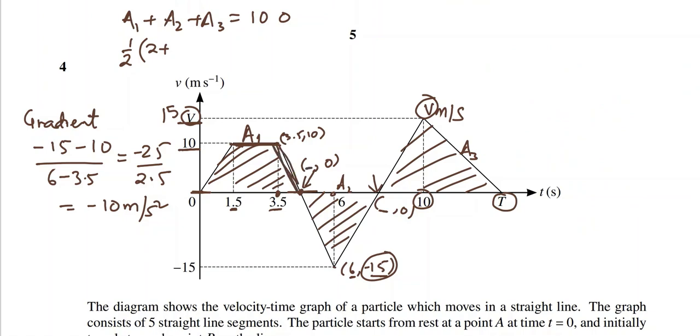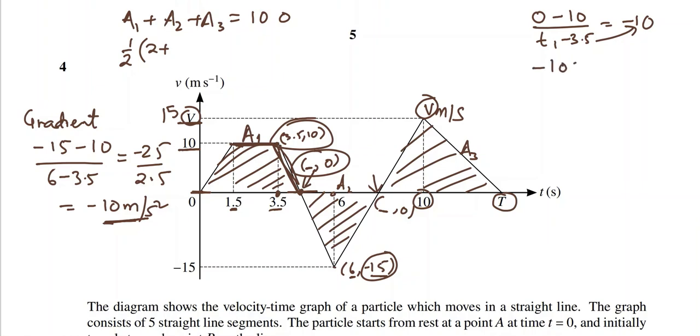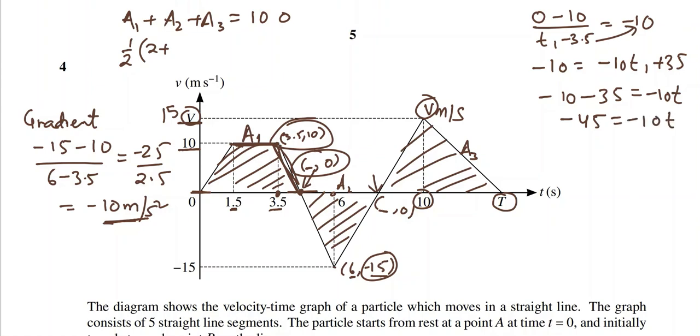Now, how can I find this coordinate? We know the gradient of this part is minus 10 meter per second square. So the gradient of these two points will be minus 10. So let's do it. 0 minus 10 over something, let's say t1, minus 3.5 should be equal to minus 10. Okay, so if we multiply this, minus 10 equal to minus 10 t1 plus 35. So minus 10 minus 35 equal to minus 10 t, minus 45 equal to minus 10 t. So t equal to minus 45 over minus 10, which is 4.5 seconds, and that makes perfect sense here. This is 4.5 seconds.